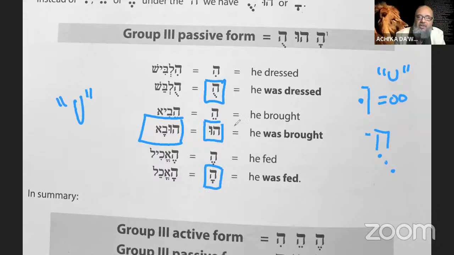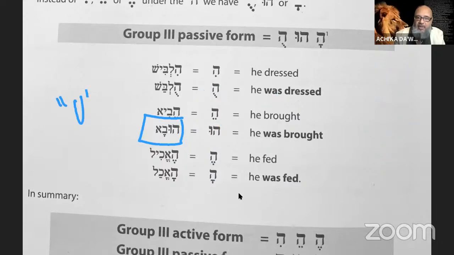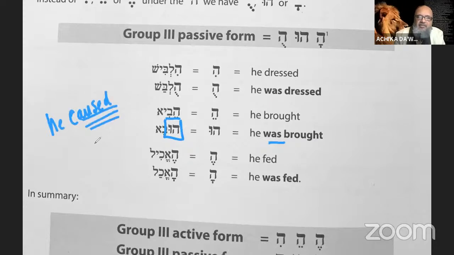So those are sounds. But the passive also tells you that it was something. It was dressed. It was brought. He was fed. Meaning it happened to him. So "was" is part of this as well. That's another way, so you have to attach that. Anytime you see this, you have to say "was." After you know that this particular form is causative, you don't have to keep saying "he caused," because you'll get confused. You should know when you see this that it is causative. You should know that that's active. You should know that that's passive. That's something you have to commit to memory.